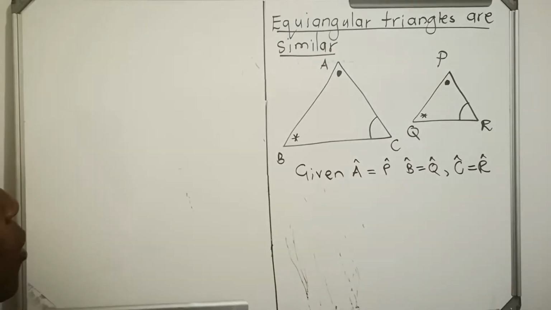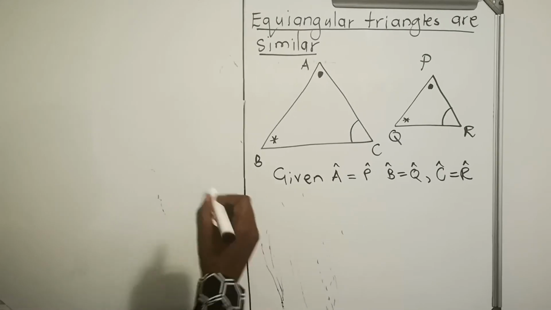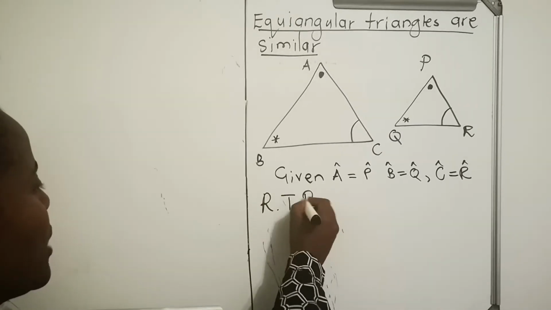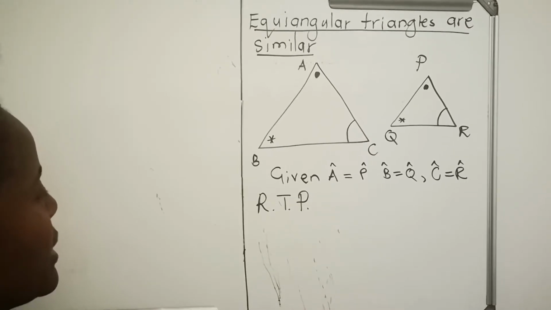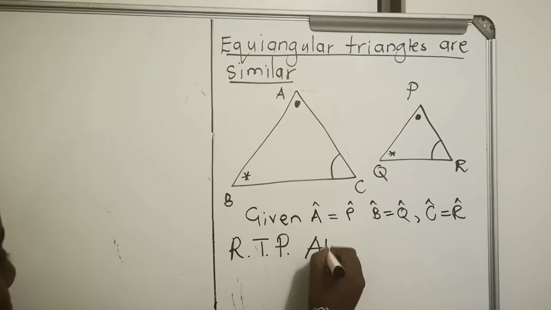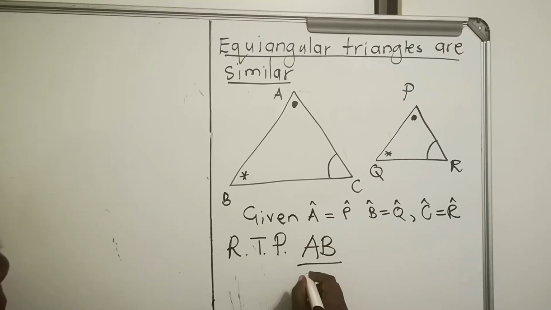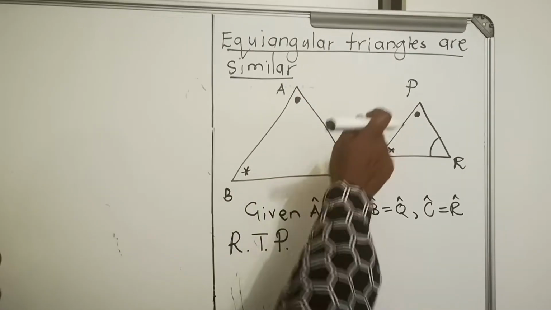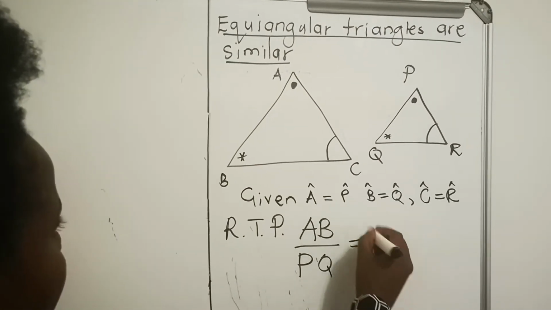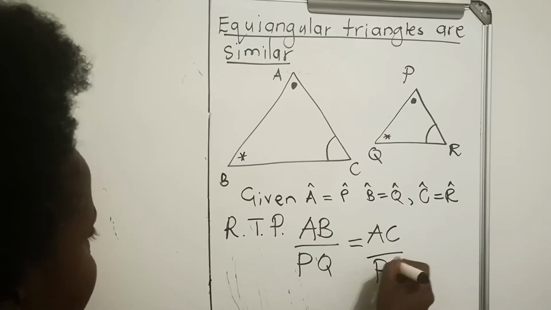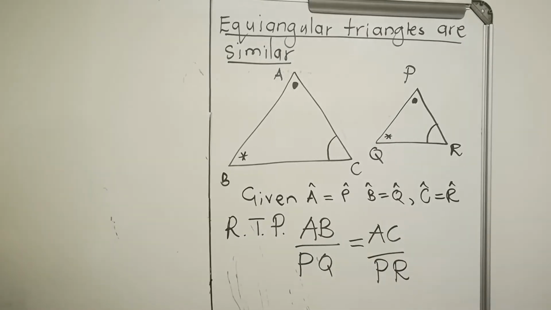Now, you remember that you need to write what you are required to prove, so that you can see that you have got your answer. Side AB over PQ is equal to side AC over PR. This is what we are required to prove.